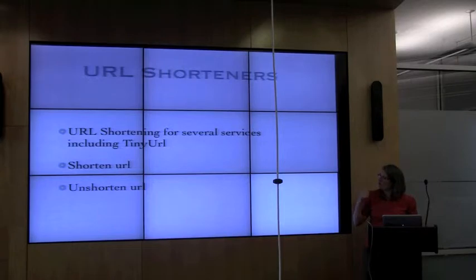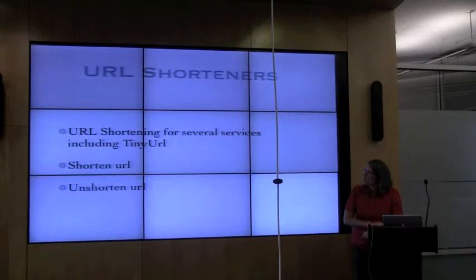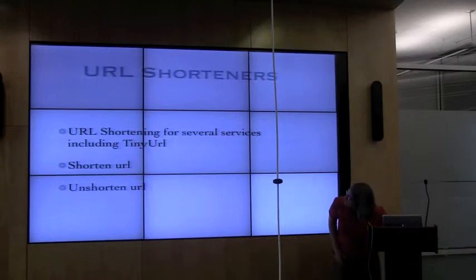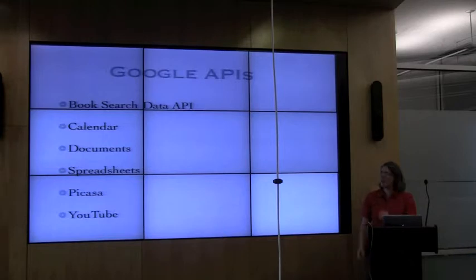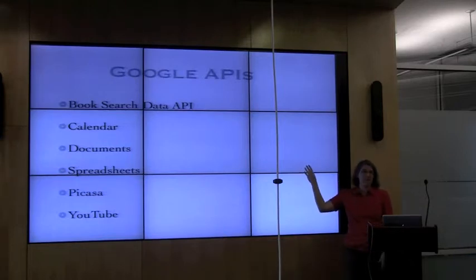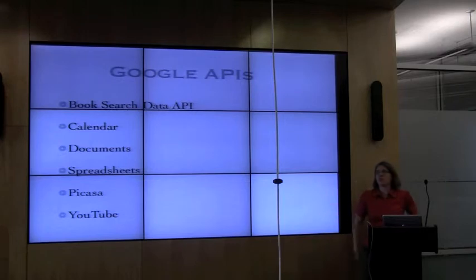If you want to interact with URL shorteners, there are functions to interact with URL shorteners like TinyURL. I'm not sure Bitly is one of the ones that's supported, but you could do URL shortening via TinyURL's API without having to know what the syntax is. And then there's a whole suite of extras that interact with all of Google's APIs. So I've been looking at the book search data API sections of this, thinking that might be something I want to play with.